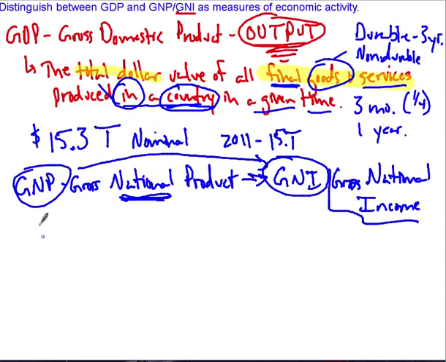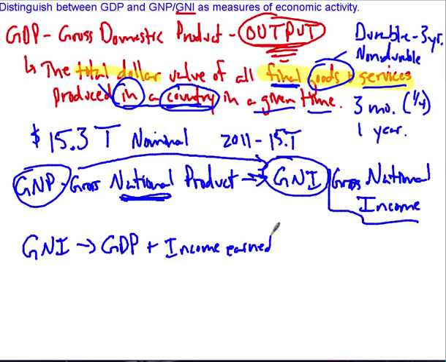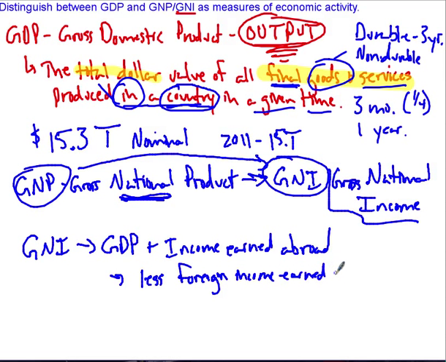And so one easy way, this is not the best way to look at it, but to take GNI is to look at GDP plus income earned abroad. Now that is a very general way of looking at it. You would want to get it more correct, you'd have to say, okay, we also need to take out, so less foreign income earned in the U.S.